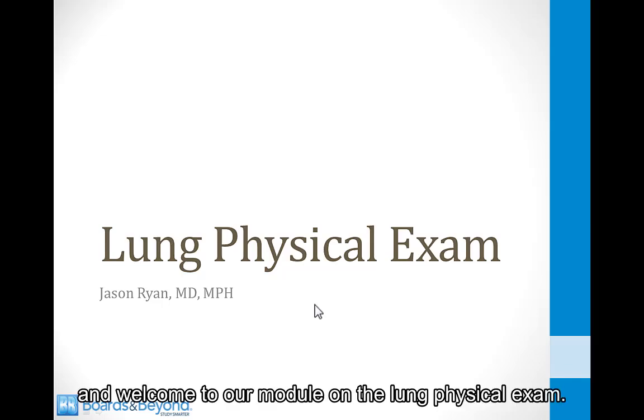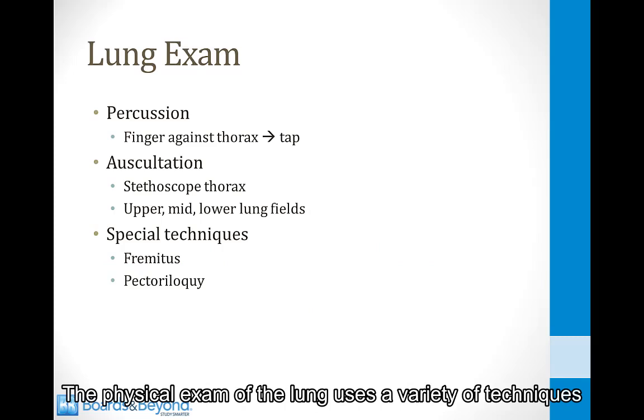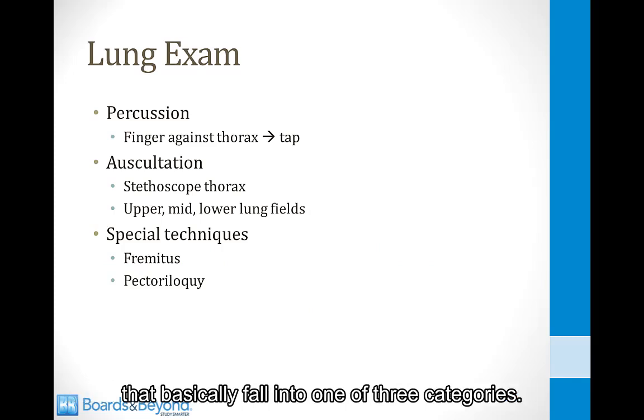Hi everyone, and welcome to our module on the lung physical exam. The physical exam of the lung uses a variety of techniques that basically fall into one of three categories.